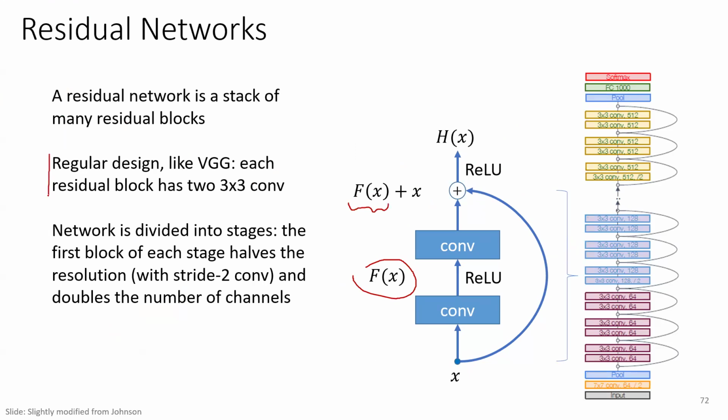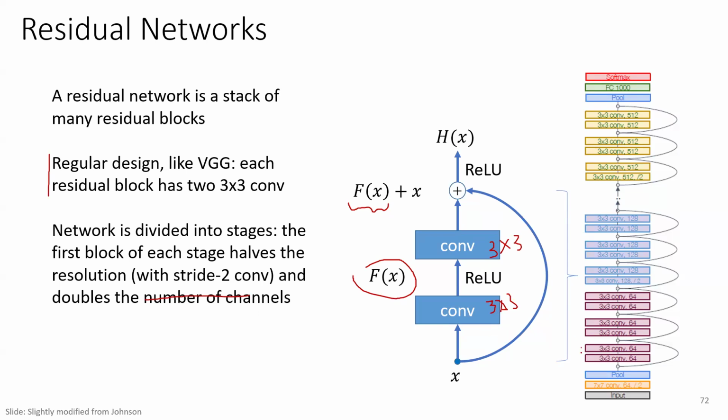Regular design like VGG, each residual block has two 3x3 convolutions. These convolutions are 3x3. The network is divided in stages. The first block of each stage halves the resolution with stride 2 conv and doubles the number of channels. So we can see them in detail later, but I will show you the diagram also.